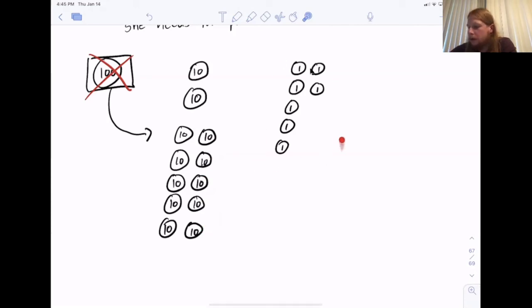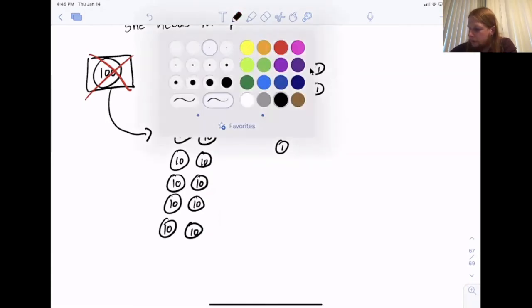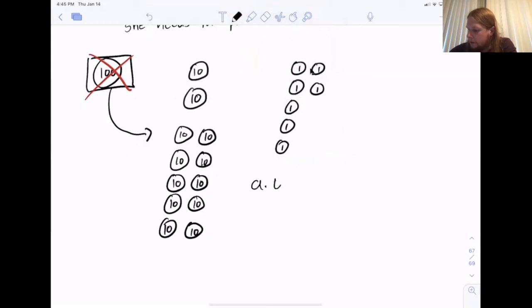But don't forget about these 7. We'll need another pencil box for that one because we need to count those 2. Okay? So we need 13 pencil boxes. So I'm going to write that here. For A, we need 13 pencil boxes.